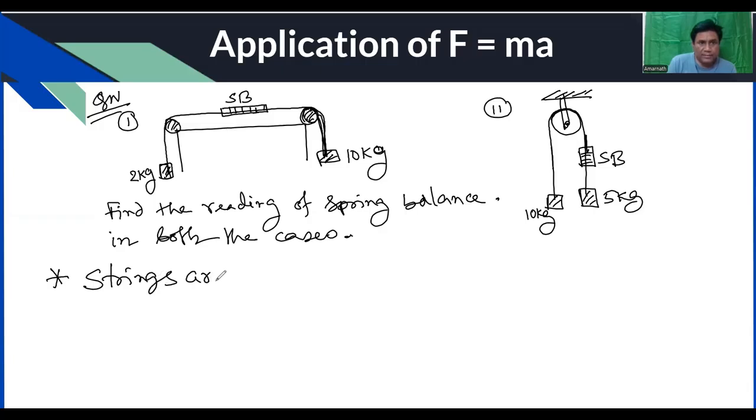Strings are taken to be massless, because you see we have not calculated the mass of the string anywhere. We are calculating the mass of the blocks only. So strings are taken to be massless.